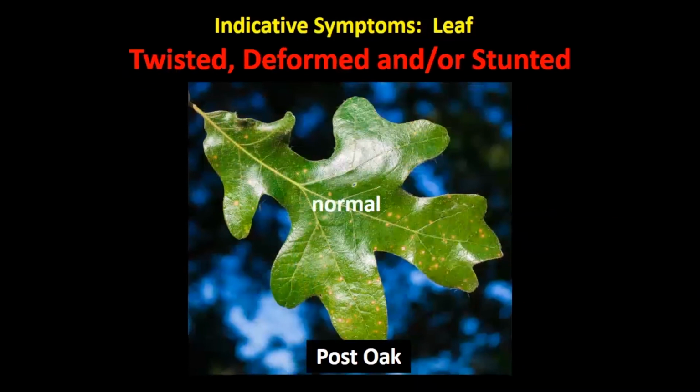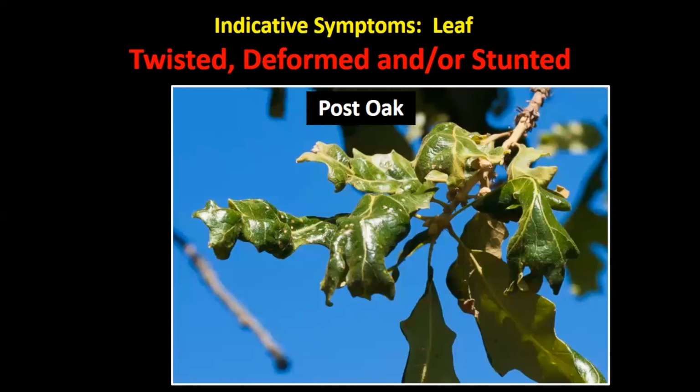The next symptom I'd like to talk about is called twisted, deformed, and/or stunted. And this is an amalgam of several kinds of deformations of the leaf that often occur together. The first thing I wanted to do here was show you a normal post oak leaf and show you that some small level of curvature and asymmetry in a leaf is perfectly normal. I'd like for you to contrast that with one that is showing twisted, deformed, and/or stunted leaves, which is the next slide. Now here we have post oak again.